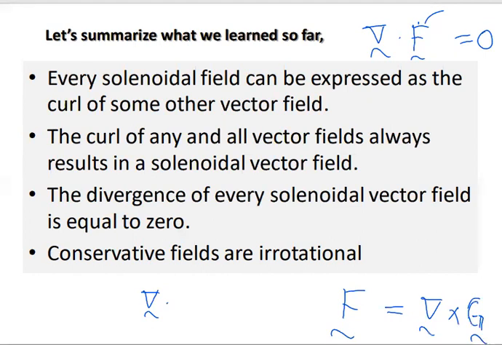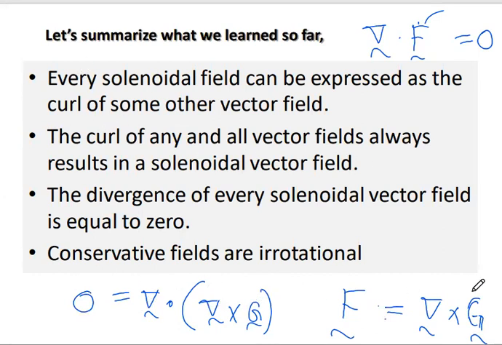So we know that this one is equal to 0. So that is correct. Any solenoidal F, if you define it in this way, becomes solenoidal. Every solenoidal field can be expressed as the curl of some other vector field, because this one is equal to zero.